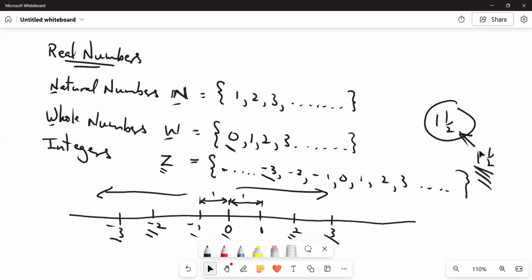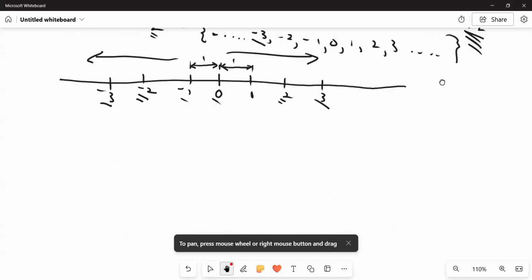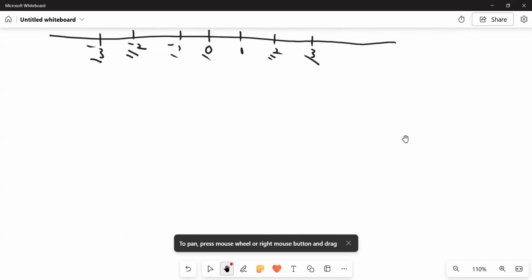So let's talk about numbers like 1.5 and all the fractions we have. We're going up a little, and then you have what we call rational numbers. And the symbol they use is a Q. So I should write that. Let me write out the word.